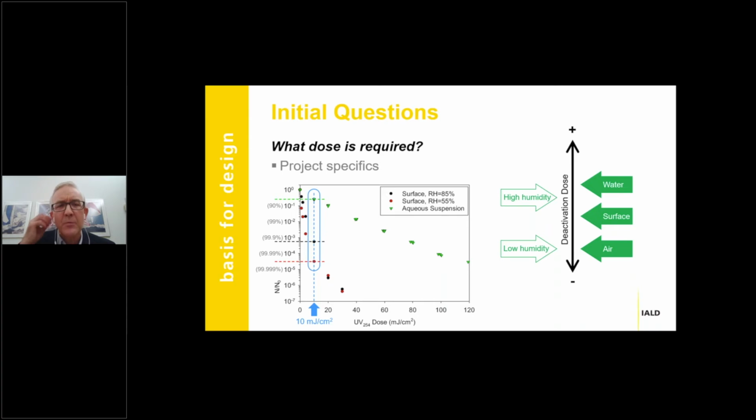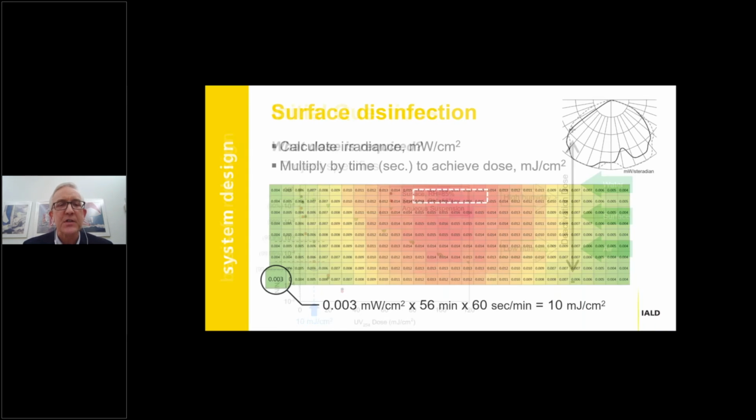Knowledgeable manufacturers can provide some guidance for establishing a target dose, but ultimately, it is the customer who must decide what they want the system to accomplish. For surface disinfection, you can calculate the irradiance on a surface, and as Bob explained, multiply the irradiance by time to determine the resulting dose. Bob expressed the irradiance in watts per square meter and dose as joules per square meter, but these values can also be expressed in milliwatts per square centimeter and millijoules per square centimeter.